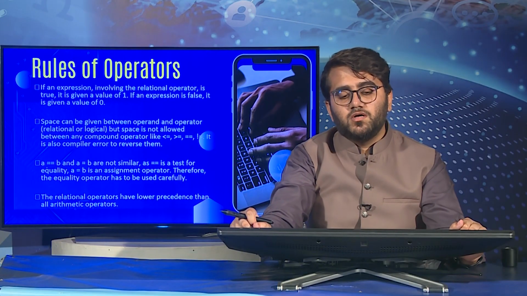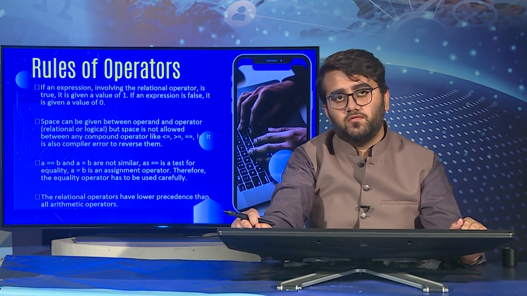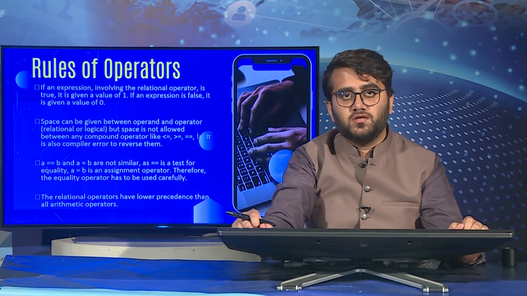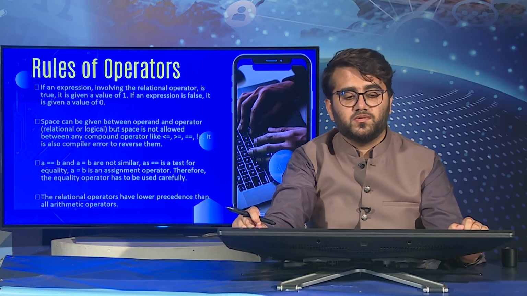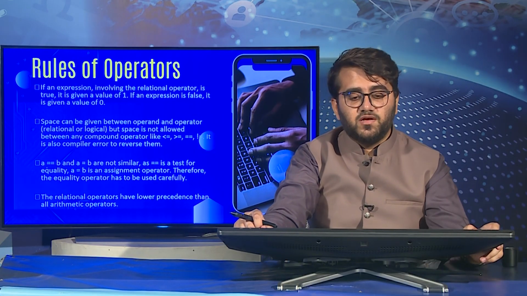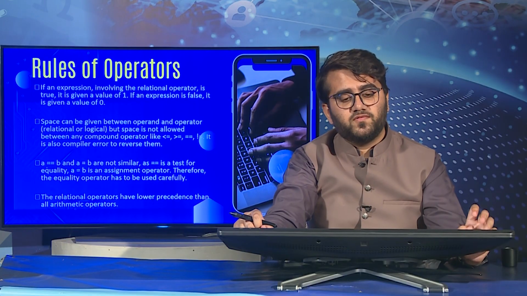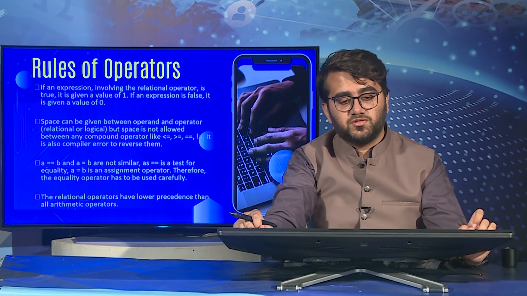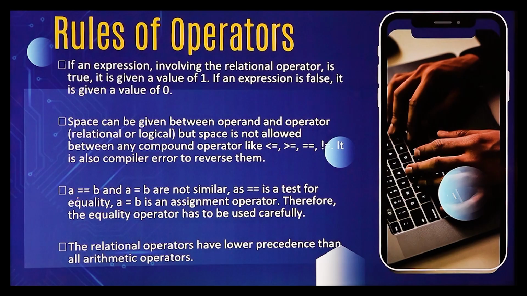Okay, so rules of operators. How do we know how the operators would be evaluated in the C++ language or in a certain expression? What does it say? It says that if an expression involving the relational operator is true, it is given a value of 1. What does it mean? It means that if we are evaluating a relational operator, A is greater than B.